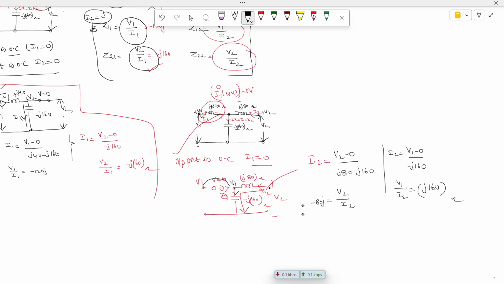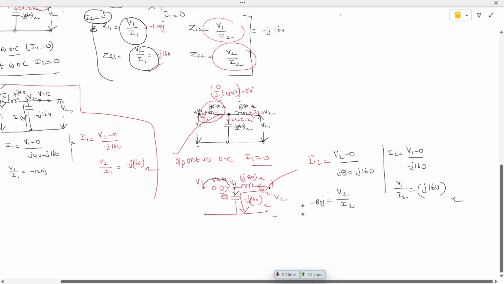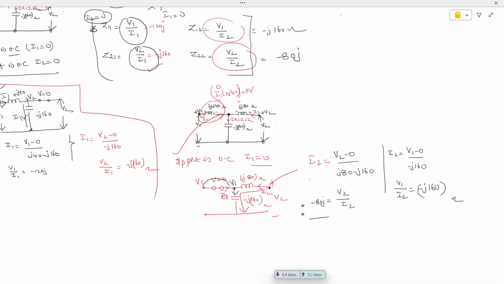Now substitute these values. So here we are going to get V1 by V2 is equal to minus j160 ohms divided by minus j80. This is like subtraction only. You could take j as common, 80 minus 160. 80 minus 160 is minus 80.